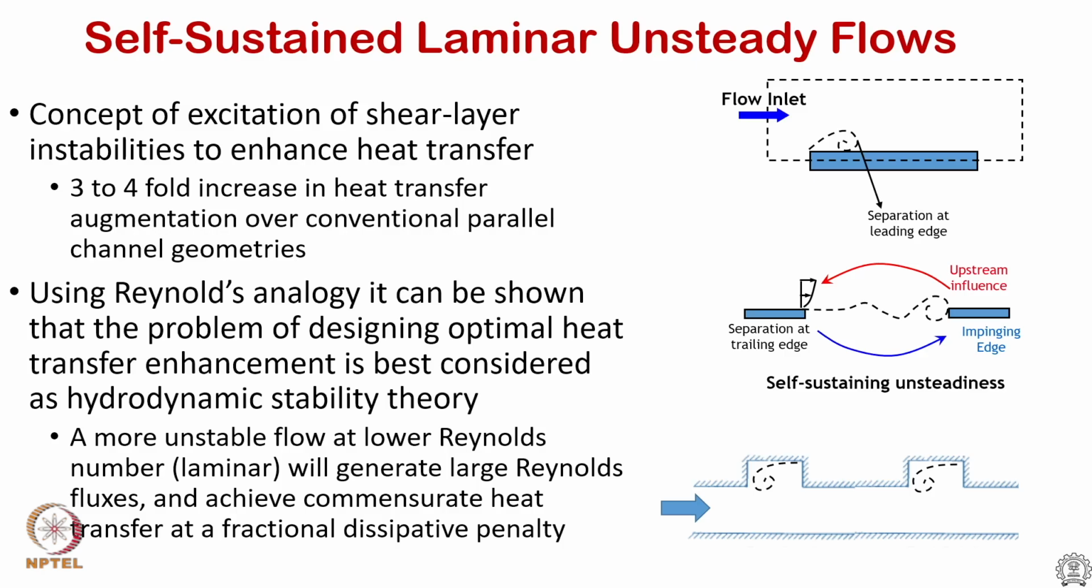instabilities to obtain laminar unsteady flows. And they showed that by using excitation of shear layer instabilities, one can enhance heat transfer 3 to 4 times compared to a conventional parallel plate. However, the pressure drop also would increase because of the nature of the unsteadiness in the flow.